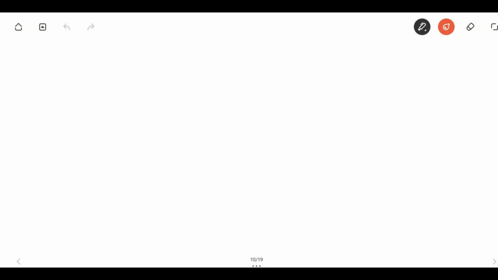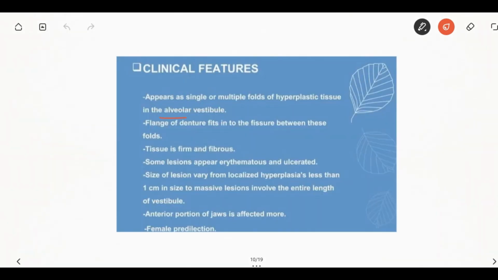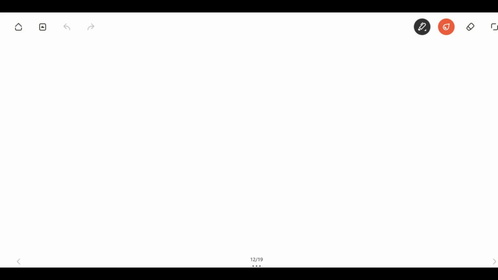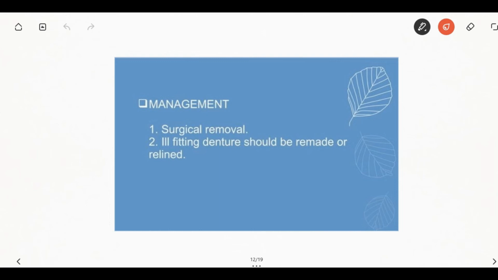In the histological appearance, what you will see is an excessive bulk of fibrous connective tissue that is covered by a layer of stratified squamous epithelium that may be of normal thickness or show acanthosis. Pseudoepitheliomatous hyperplasia may be seen. Now, what is the treatment of this inflammatory fibrous hyperplasia? It should be surgically excised, and either a new denture shall be constructed or rebasing of the old denture shall be the treatment choice.